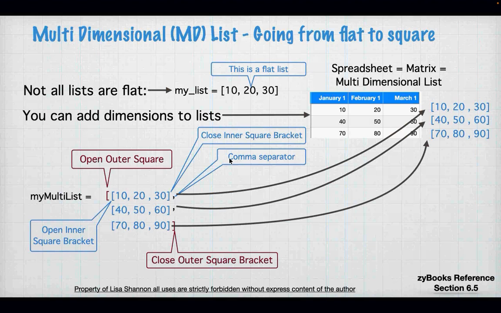So then I have the next row, which is 40, 50, and 60. And I'm going to do the same thing. I'm going to open a square bracket. I'm going to add my numbers with commas in between them. And then I'm going to close my square bracket, and I'm going to follow that with a comma. I'm going to do that one more time because I have 3 rows in my multidimensional list. I'm going to open a square bracket, add the numbers separated by commas, and close the square bracket. And then I'm going to close the outer square bracket. That gives me a list of 3 lists. And it's a multidimensional list.